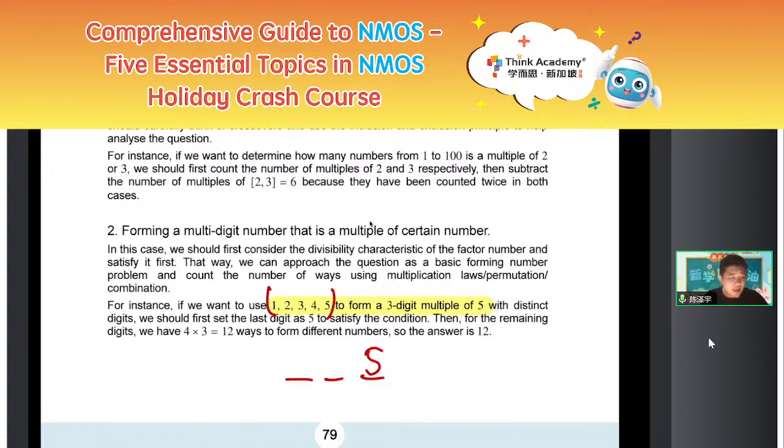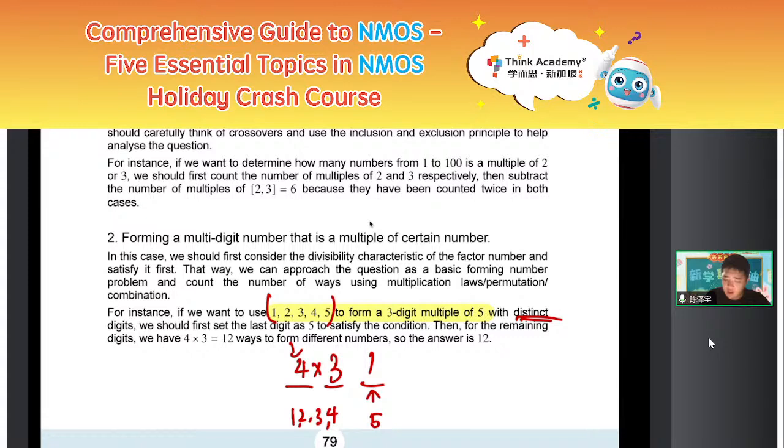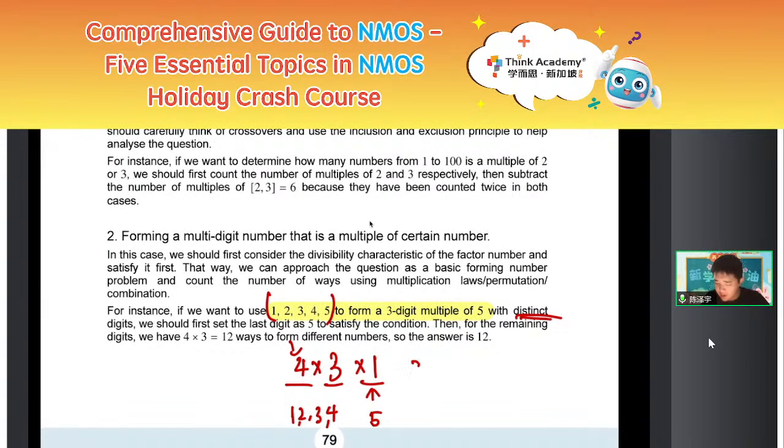And then we're left with distinct digits. So we're left with 1, 2, 3, 4 for the first 2 digits. So we can just think about it. How many options do we have for this one? We have 4. How many options do we have for this one? We have 3 left. So that'll be 3 times 4 times 3. Now don't forget, I'm just showing that it must be 5. It only has one option. So that's why it's 3 times 4 times 1, which will be 12.